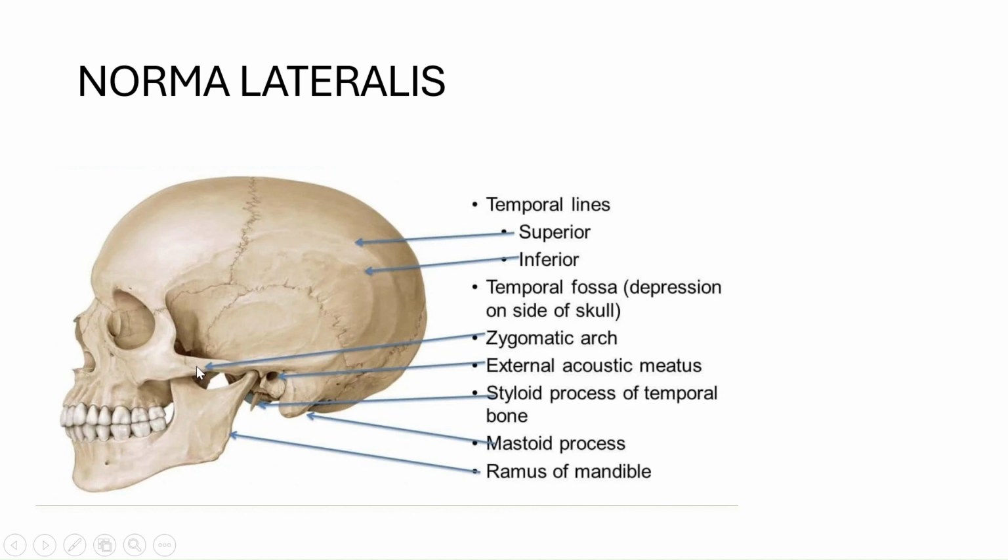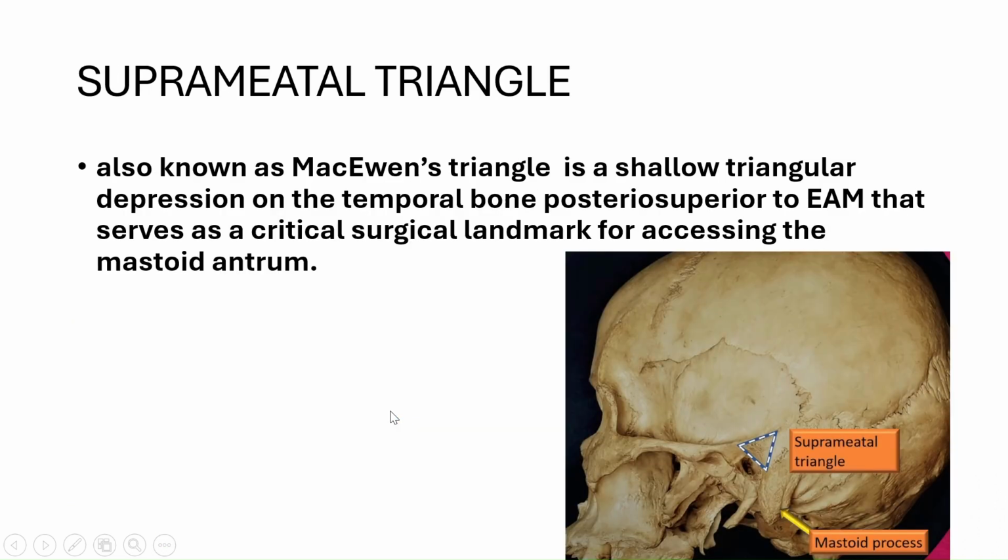Now here all the parts are important, but the external acoustic meatus, you can see it is opening here, and the roof and upper part of the posterior wall are formed by the squamous part of the temporal bone. And the suprameatal triangle is a very important part. It is a triangular depression which is the surgical landmark for mastoid antrum surgery, and about 1.2 centimeter beneath this lies the mastoid antrum.